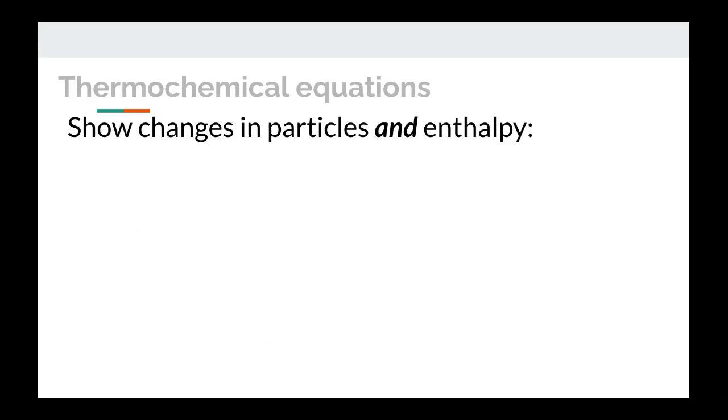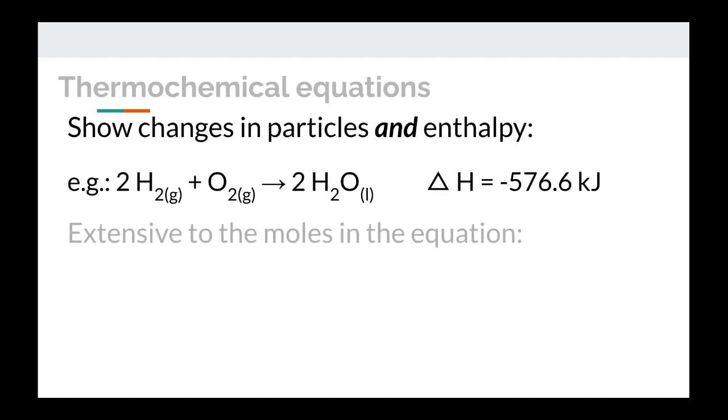To keep track of this, we use something called a thermochemical equation. In a thermochemical equation, we show the changes that happen in the particles. That's regular, ordinary chemistry. And then we also tack on what's going on with enthalpy. So here's an example of a thermochemical equation. When water is formed, 2 moles of hydrogen react with a mole of oxygen to form 2 moles of H2O. And the enthalpy change for this reaction is negative 576.6 kilojoules. So that means this is exothermic.